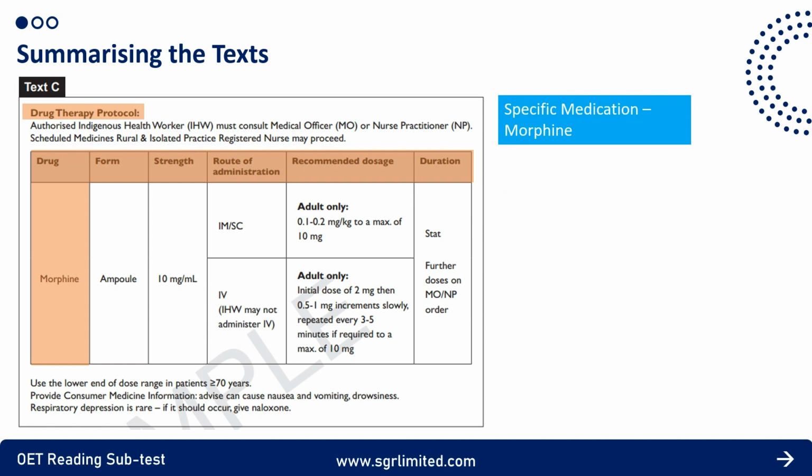Morphine is a drug, so think of other synonyms or paraphrase for morphine. This can be medication, medicine, maybe painkiller, pain reliever, prescription, or treatment.